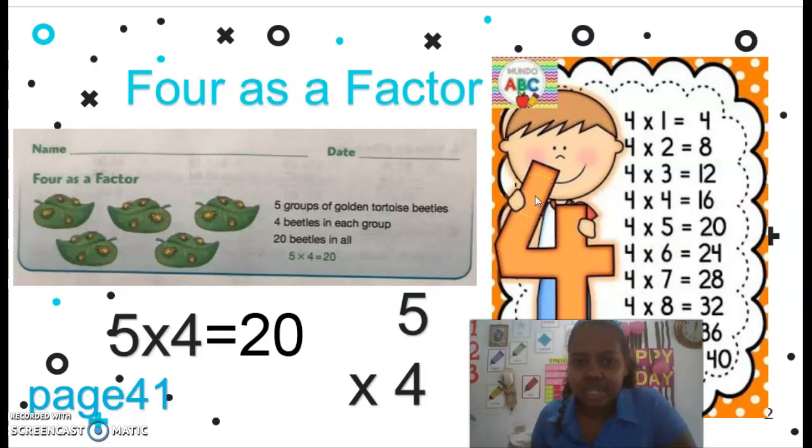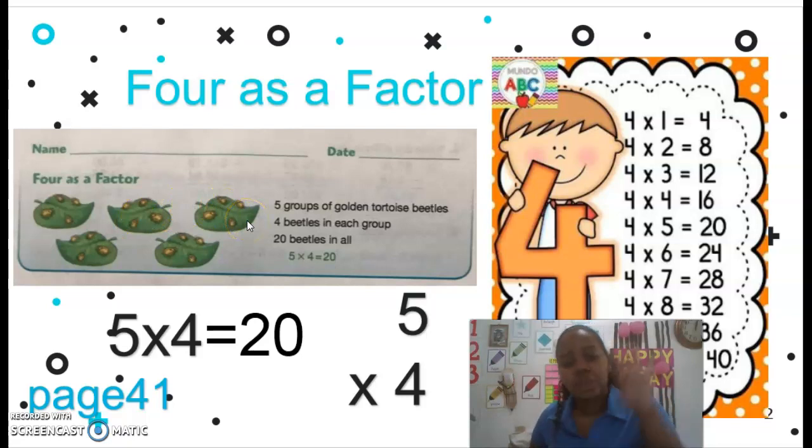The title is 4 as a factor. The instruction says, 5 groups of golden tortoise beetles, 4 beetles in each group, 20 beetles in all. So it's like if I say we have 5 leaves, you can count them. 1, 2, 3, 4, 5.